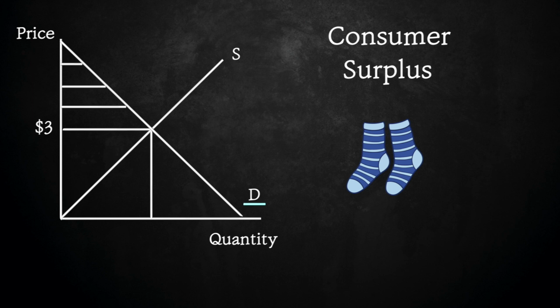For example, some people, although not many, were willing to get a pair of socks for $5, and some even at $6, $7, $8. But the important thing is that they didn't. They didn't pay that amount which they were willing to, since the market price is lower than that, at $3.